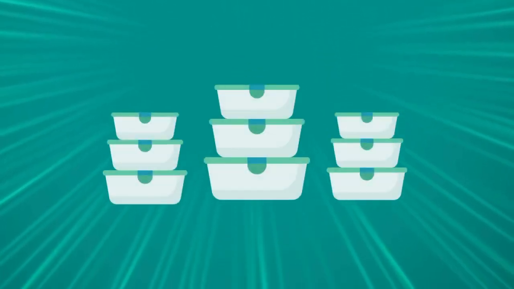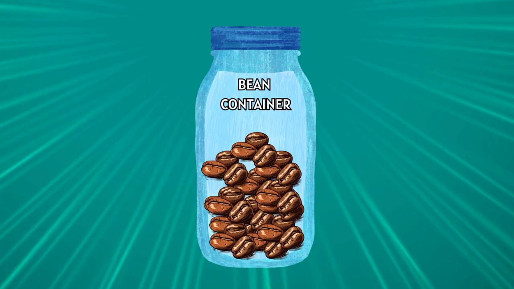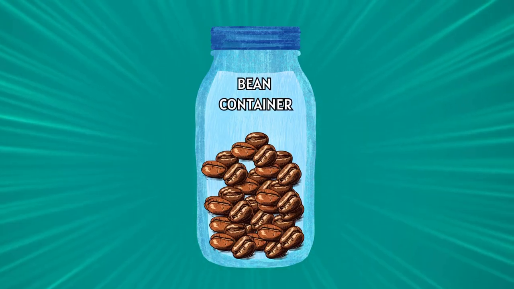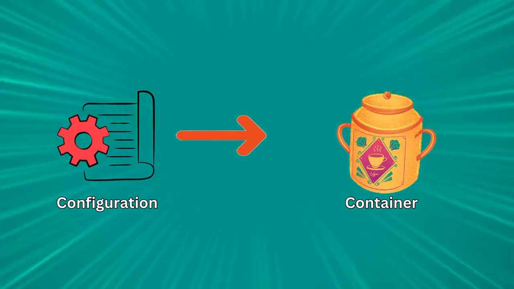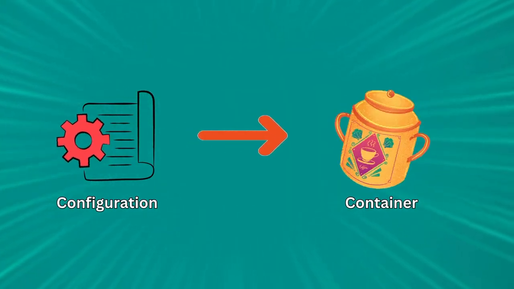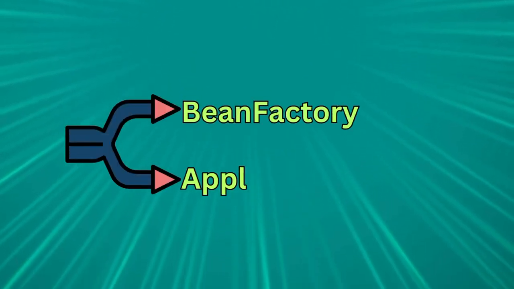Where do you keep a bunch of objects which you want to manage in some way in your day-to-day life? Some container, I guess. So Spring does the same and keeps them in some sort of container, called the IoC or bean container. These containers are created based on some configuration which you provide. There are two types of containers, Bean Factory and Application Context.